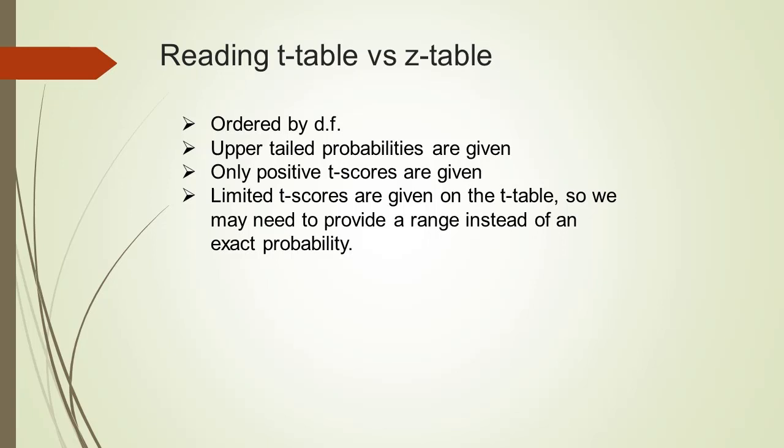Lastly, because each t-curve is represented using only one row on the t-table, there are very limited t-scores on the t-table. In many situations, we may only be able to provide a range for the probability instead of an exact probability.